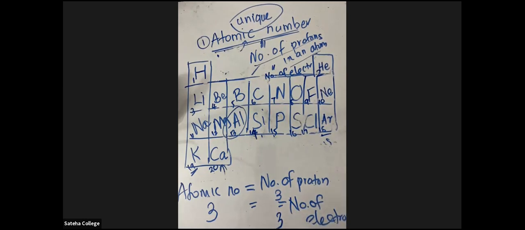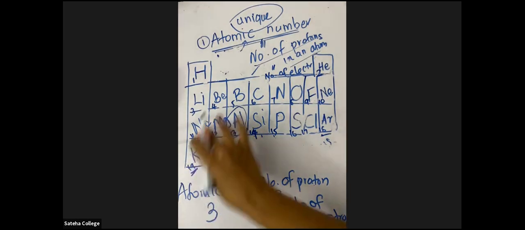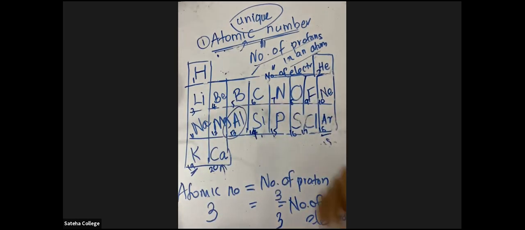Next question. What is the electron number for nitrogen? Nitrogen. 7. So did you understand? Can you identify it? If they give you the element and ask you to find the atomic number, electron number, proton number, can you identify it? Is it clear?